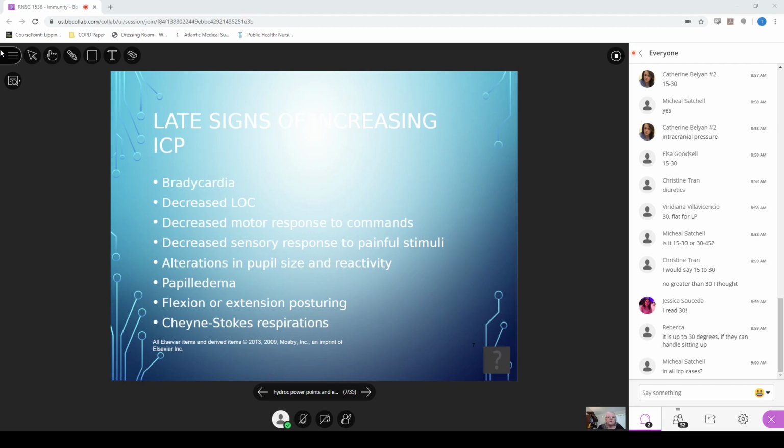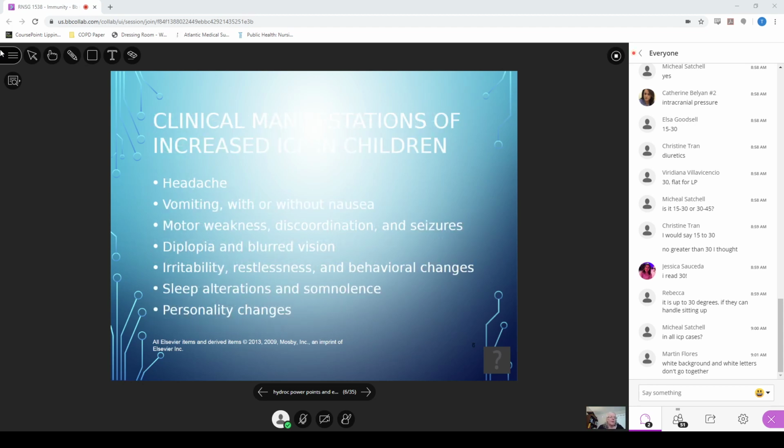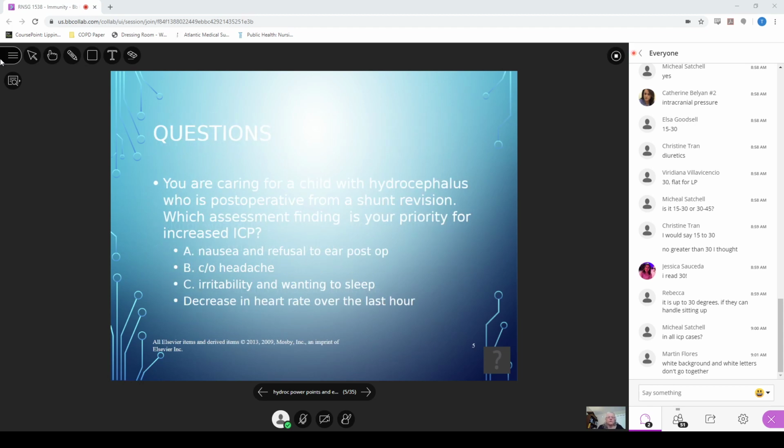I apologize. So late signs, you do need to be aware of these: now we have bradycardia, decreasing LOC, decreasing motor response and sensory response, alteration in pupil size and reactivity, papilledema, which at our level we're not going to see. This is when we use the ophthalmoscope and we're looking in the eyes and we can see edema in the vessels of the retina. Flexion or extension posturing, that's decorticate and decerebrate posturing, or Cheyne-Stokes respirations.